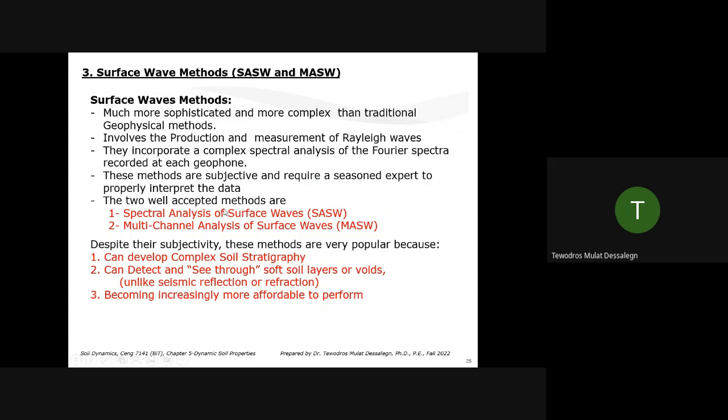So the two well-known accepted methods are spectral analysis of surface waves and multi-channel analysis of surface waves. Their advantage is they can develop complex soil stratigraphy, whether you have inclined layers, soft spots between hard layers, or voids. That kind of complex geometry can be captured in MASW and SASW tests. It can detect and see through soft soil layers, unlike seismic refraction and reflection, where that's a defect, and it is becoming increasingly more affordable to perform.